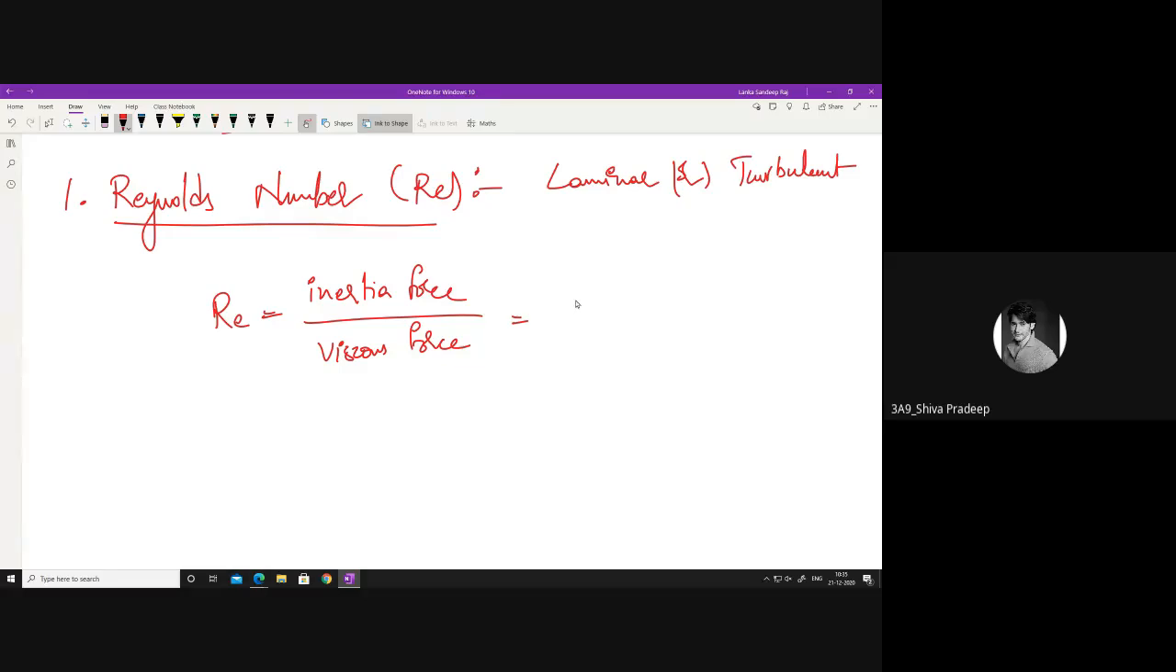VD by mu. Rho VD by mu, or VD by nu. The first expression is in dynamic viscosity terms, and the second expression is in kinematic viscosity terms, because mu by rho is equal to nu. This is dynamic viscosity. This is kinematic. Fine. So this is the Reynolds number formula.